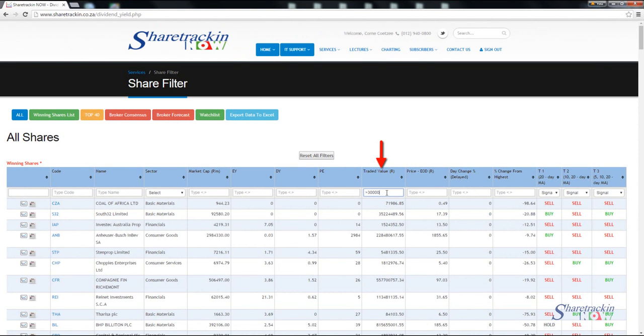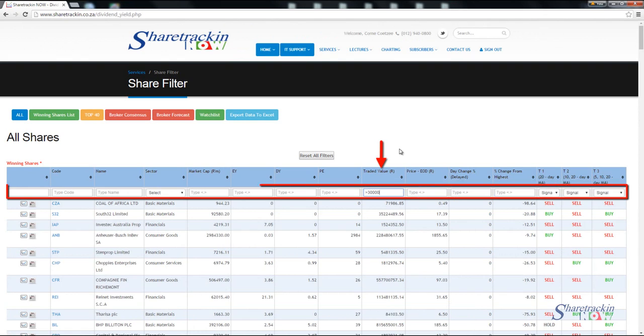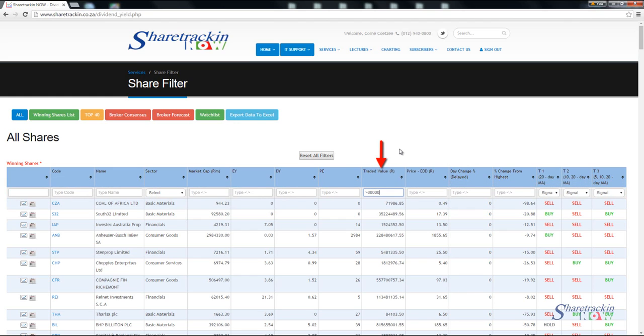You don't have to press enter or anything. You'll notice as soon as you start typing within any one of these filters, it will automatically start to change the shares and only show you the relevant shares that fall within that category. So you don't need to press enter at all. But it's important that you do use the traded value. If you've got bigger funds that you want to invest, 100,000 or so, the same rule applies. At least 3 times the amount that you want to invest on a share should move through that stock in Rand value on a daily basis.